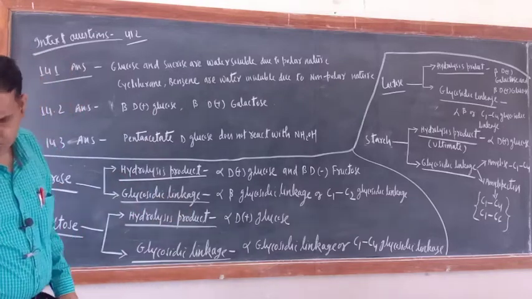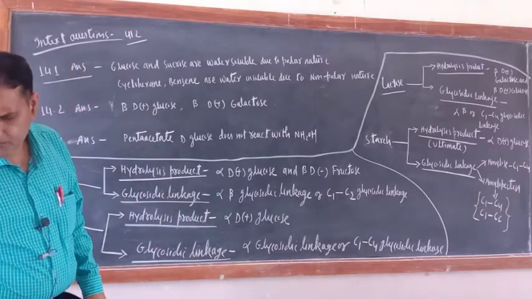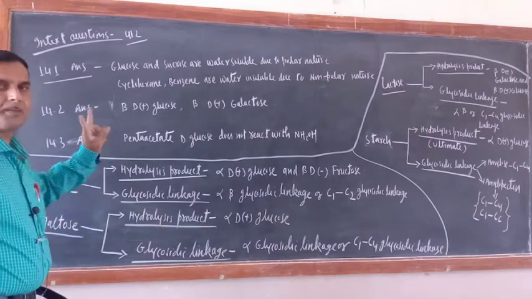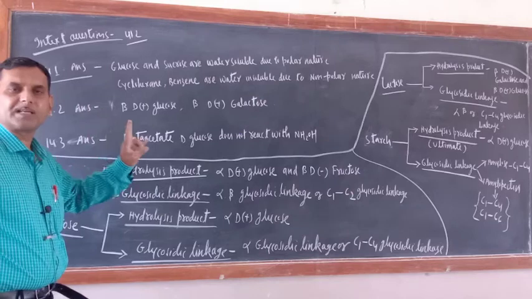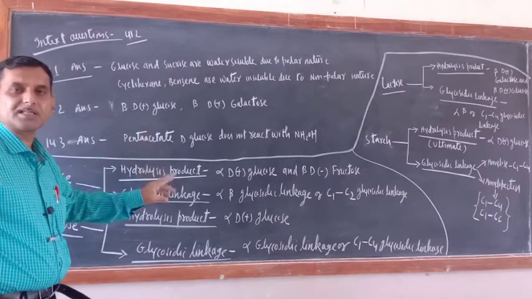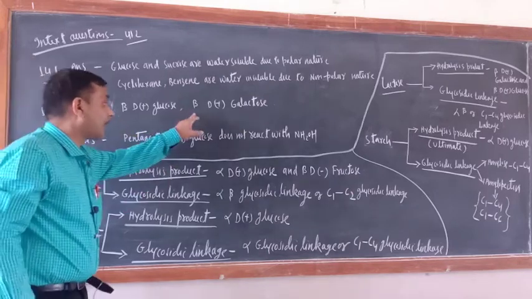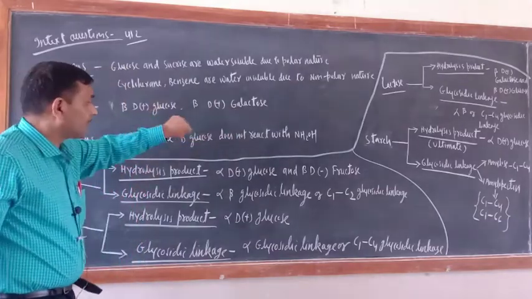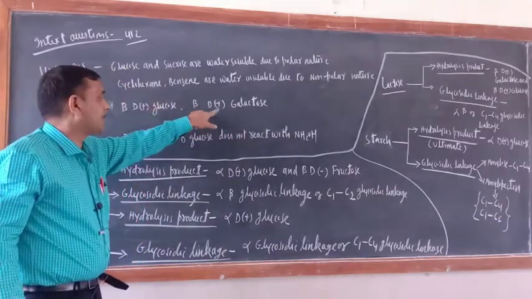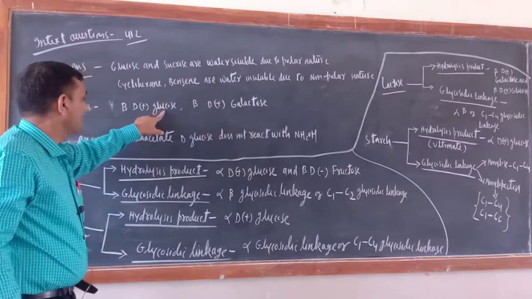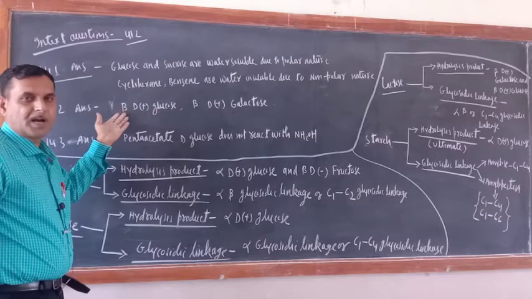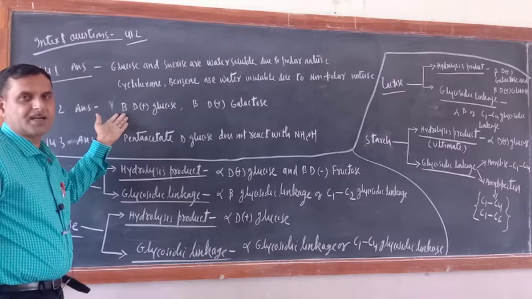Next question: what are the expected products of hydrolysis of lactose? Lactose is made up of 2 monosaccharide units, one is galactose and the other is glucose. If you are writing, see, I wrote galactose and glucose. Which galactose? Beta D positive. Which glucose? Beta D positive. If you write this, that would be a blessing in disguise.